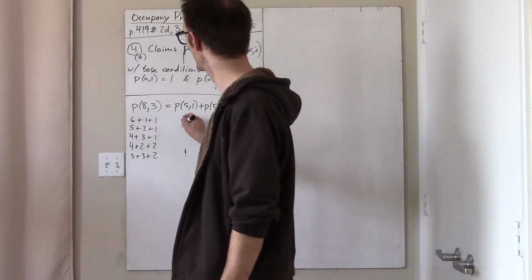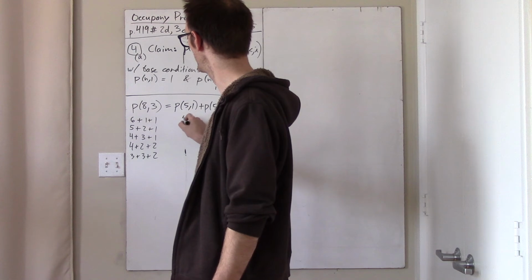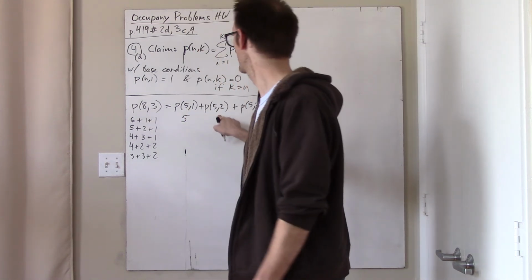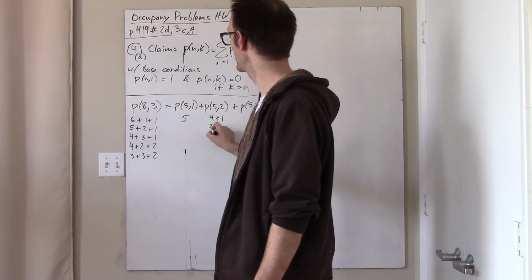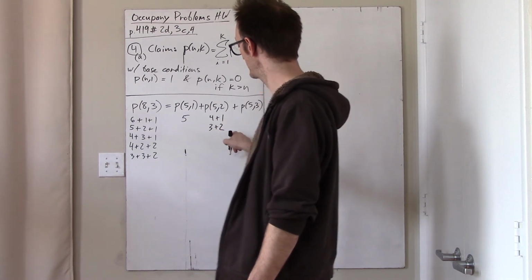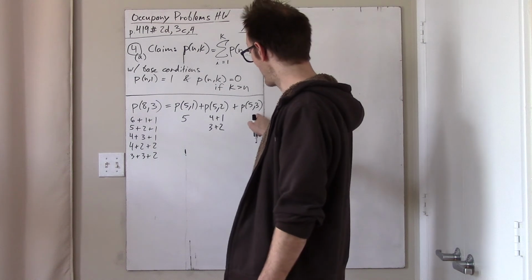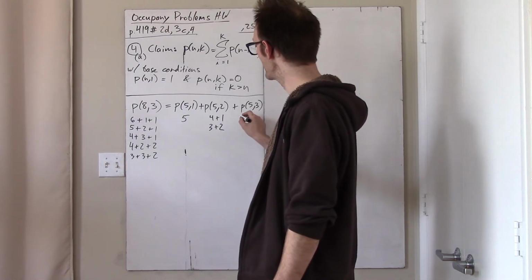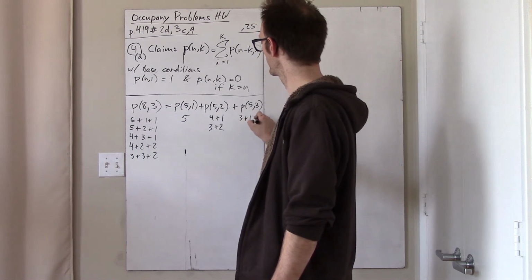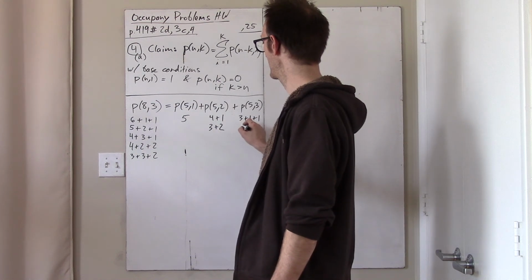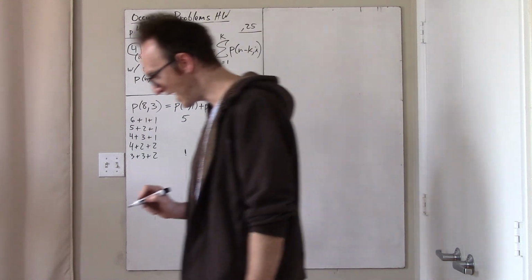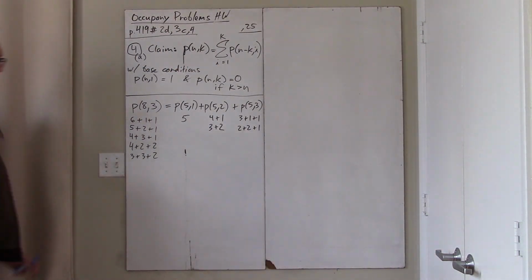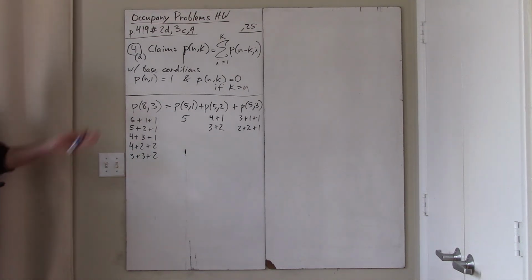This is the number of ways of writing 5 in just one pile. This is the number of ways of writing 5 in 2 piles. Well, that would be 4 plus 1 and 3 plus 2. I guess that's it. And this is the number of ways of writing 5 in 3 piles. And that is 3 plus 1 plus 1 and 2 plus 2 plus 1. And indeed, the theorem seems to be true, because we get 5 on the left and 5 on the right.